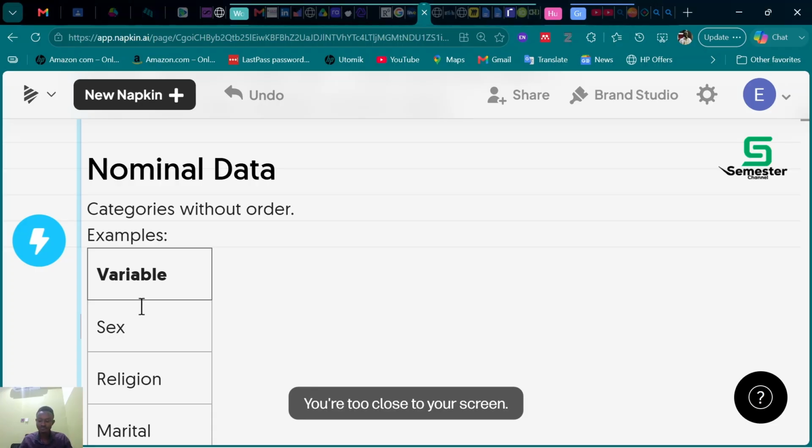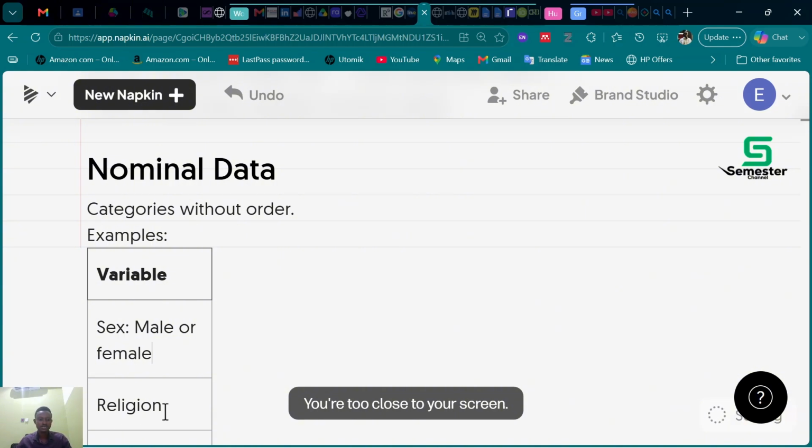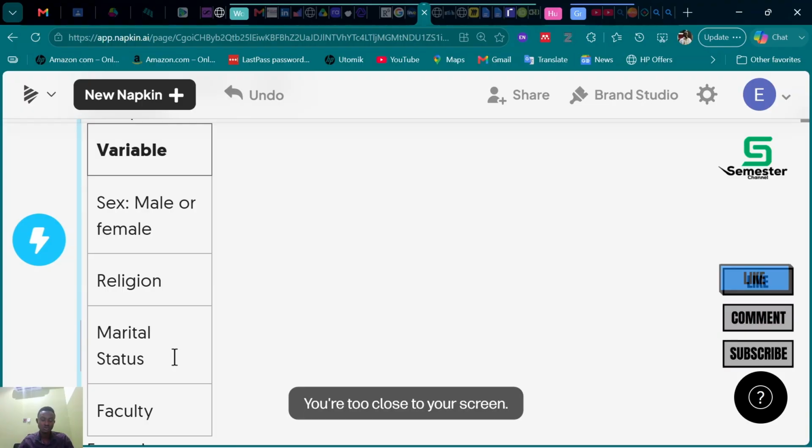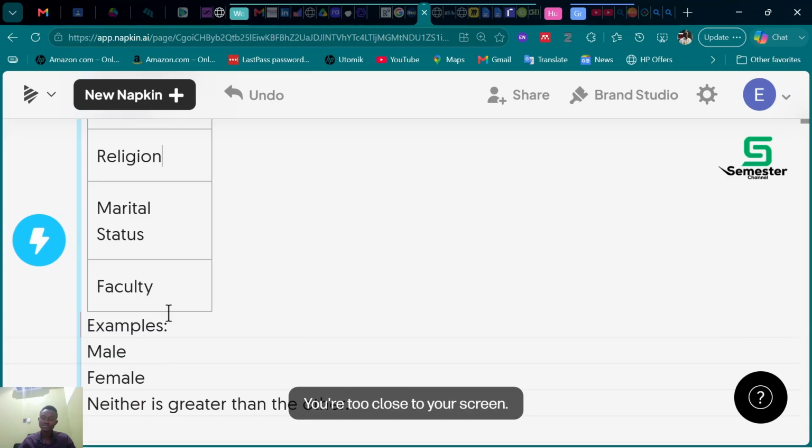So we either have male or female, right? That is it. We don't have any other thing after this. Now, religion, we either have Christian, Muslim, all the other religions, right? There is no order in this. Marital status, you are either married, not married, separated, cohabiting, all of these instances. Faculty, you are either in the department, faculty of health and allied sciences, or faculty of engineering.